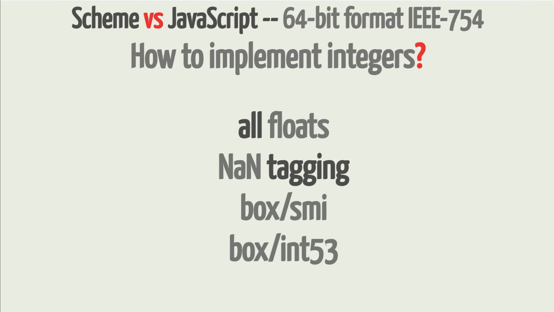The simplest solution could be to represent all numbers, including integers, as floating-point numbers. We are not aware of any system designed for performance that uses this strategy. The second possible strategy is NaN tagging, a technique that takes advantage of all the possible not-a-number values to encode type information. The remaining options are to distinguish integers and real values using bit patterns. Floating-point numbers are heap allocated and integers are represented as 32 or 53-bit values.